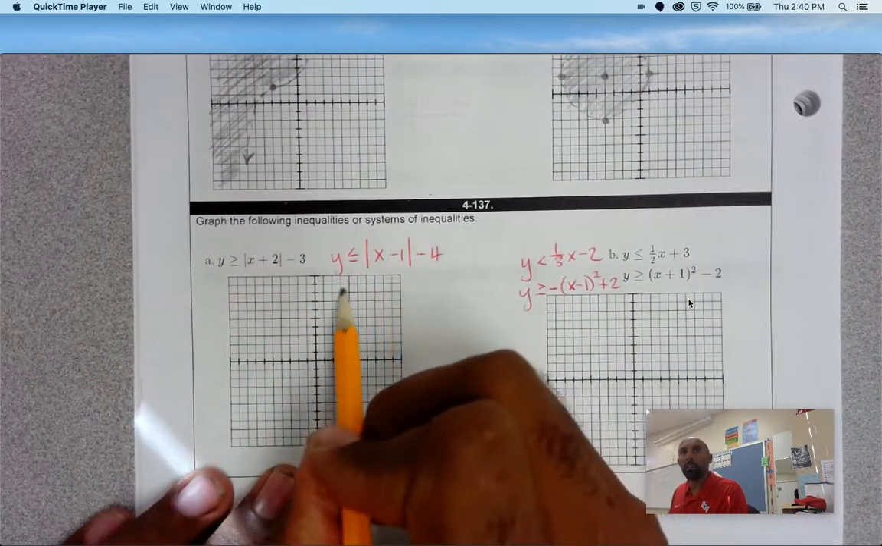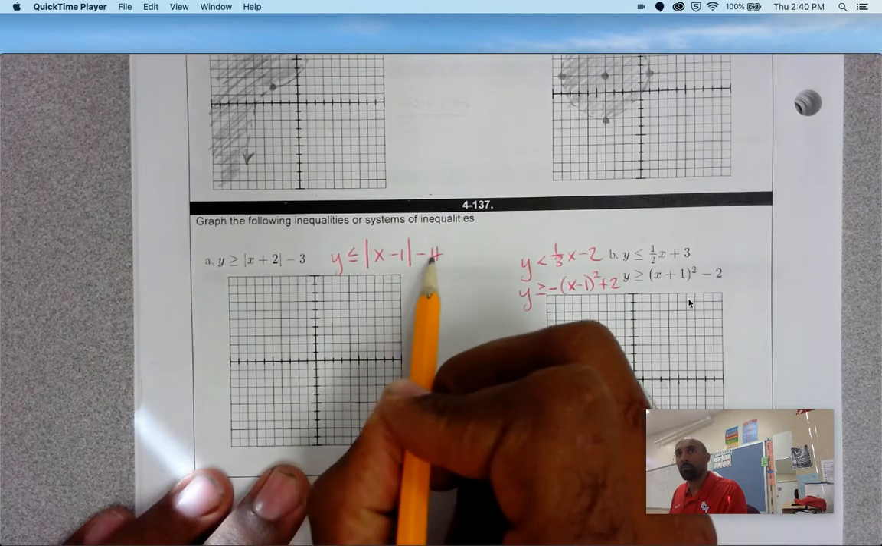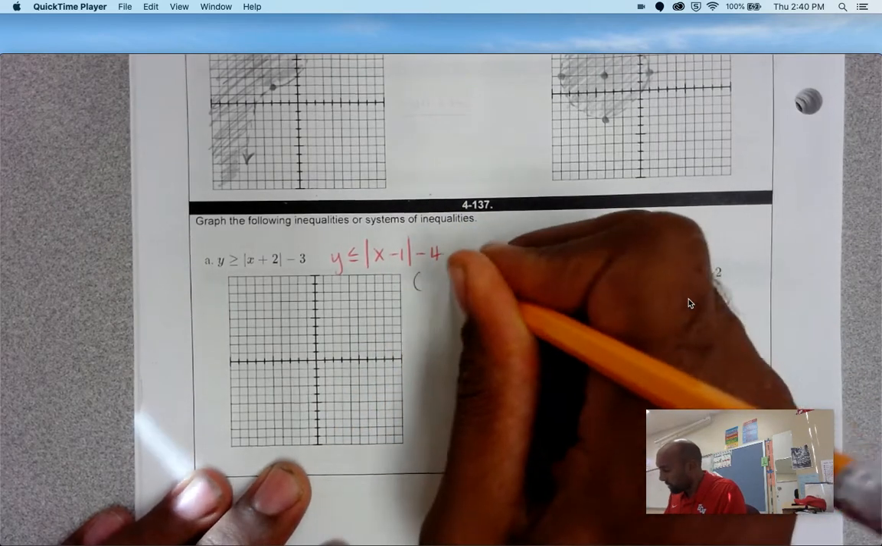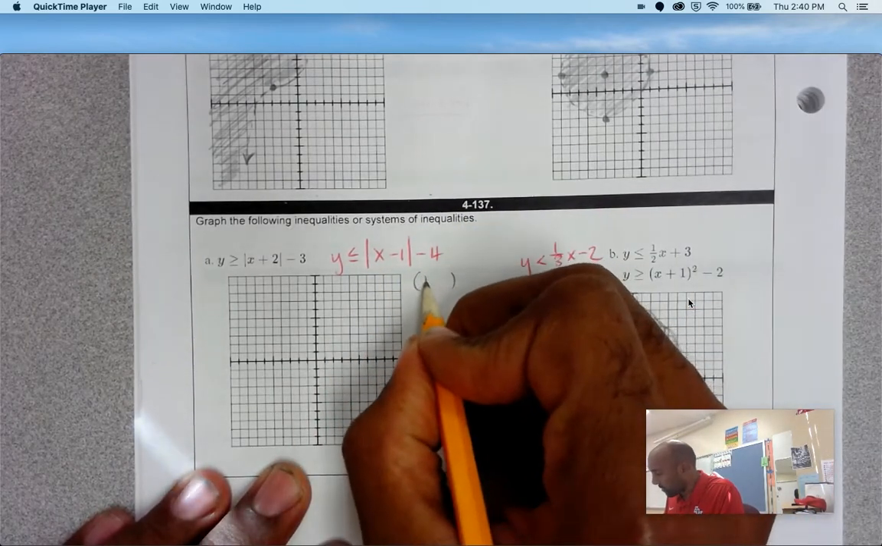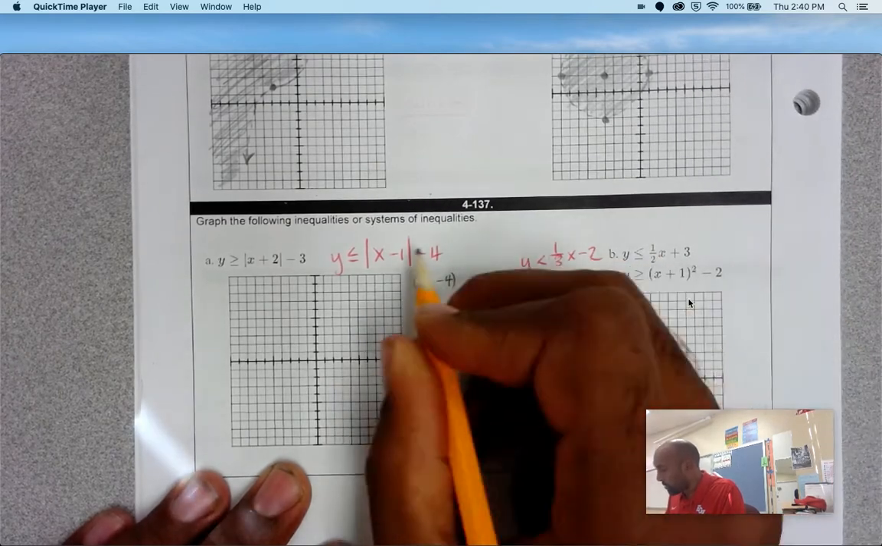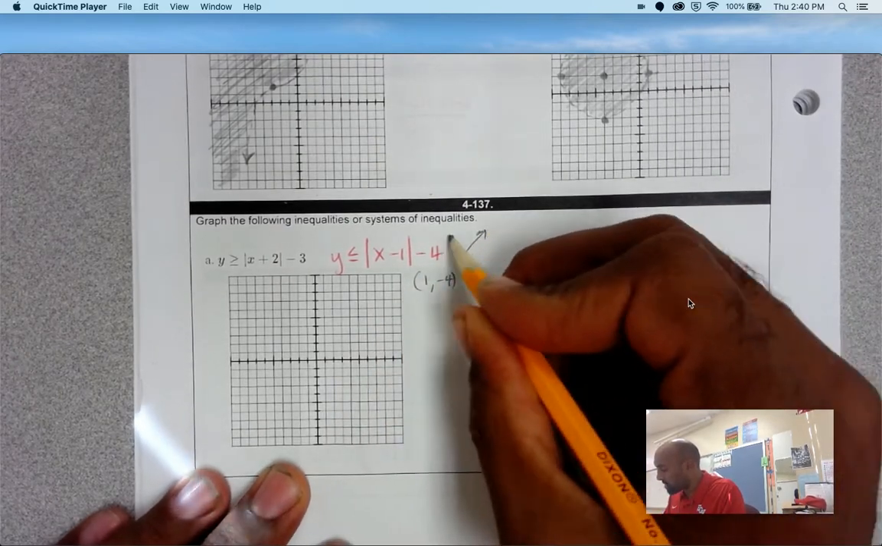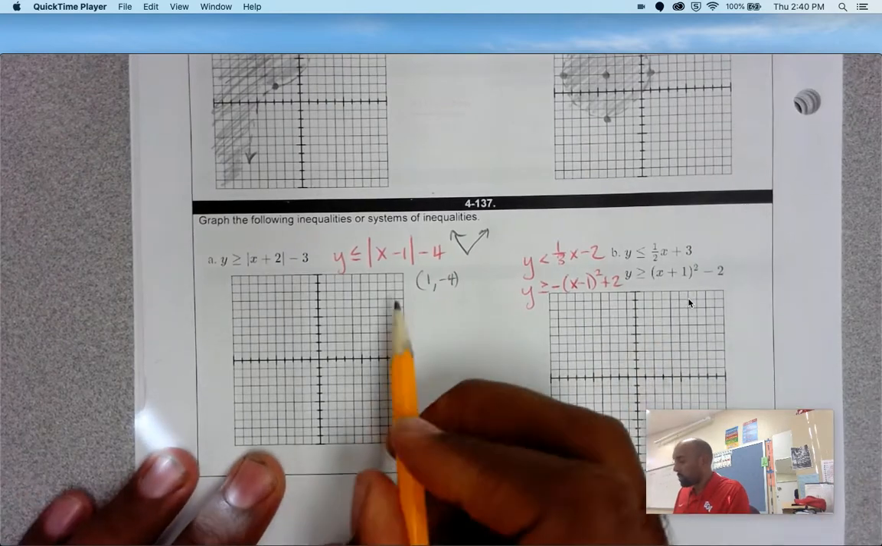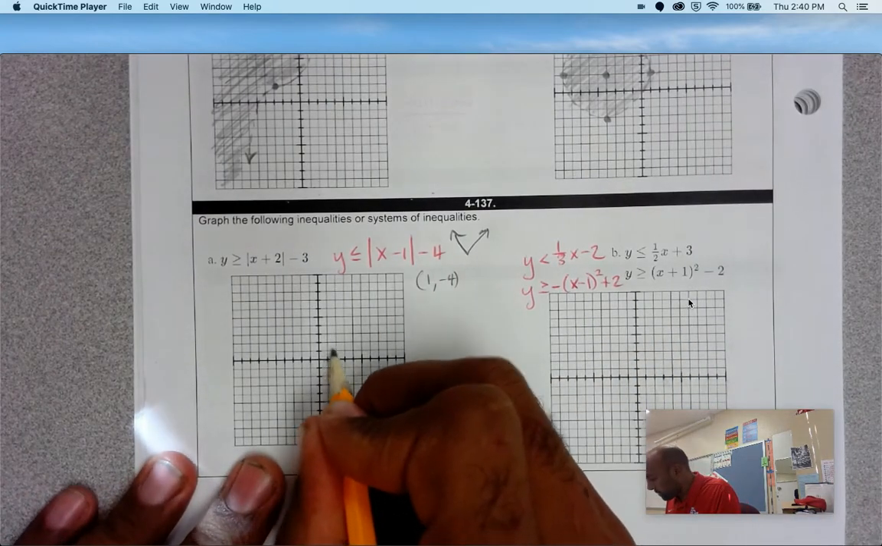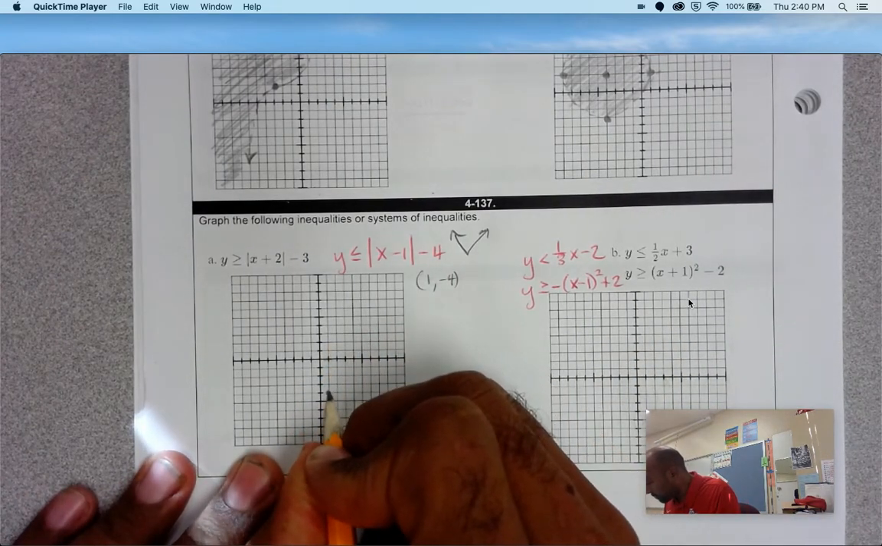All right, so now we're going to graph these. This is an absolute value graph. The vertex of this absolute value graph is at 1 and -4. And remember, absolute value graphs have a V shape. So I'm going to start at 1 and minus 4.